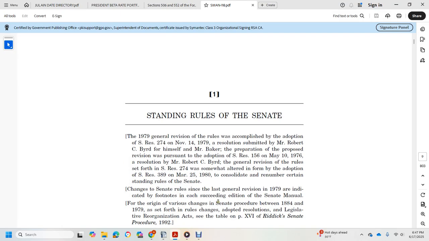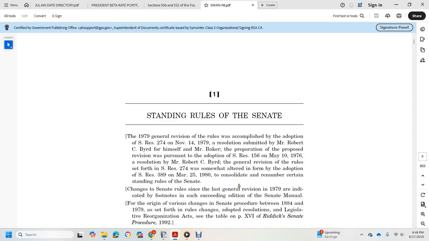Standing rules of the Senate. In 1979, the general revision of the rules was accomplished with the adoption of Senate Resolution 274 on November 14, 1979, a resolution submitted by Mr. Robert C. Byrd and Mr. Baker. Preparation of the proposed revision was pursuant to the adoption of Senate Resolution 156 of May 10, 1976, a resolution by Mr. Robert C. Byrd. The general provisions of the rule set forth in Senate Resolution 274 were somewhat altered in form by the adoption of Senate Resolution 389 of March 25, 1980, to consolidate and renumber certain standing rules of the Senate.